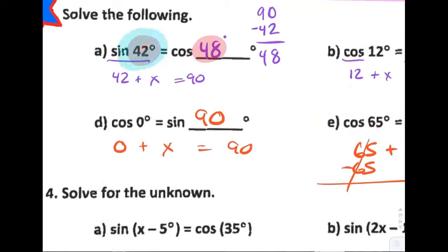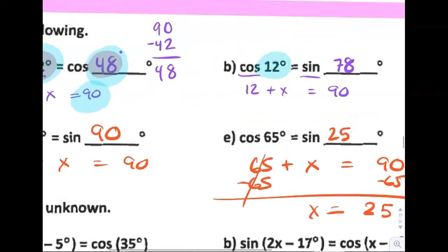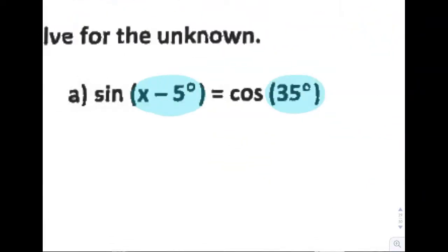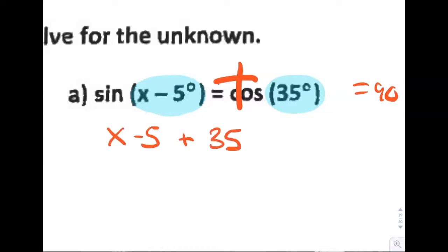I'll use this one. This plus this equals 90, right? This plus this equals 90. This plus this equals 90. So that means this plus this equals 90. So you don't even really need the word sine and cosine, because the sine of an angle plus the cosine of another angle equals 90. So whatever's here plus whatever's here equals 90. And then you just solve algebraically.